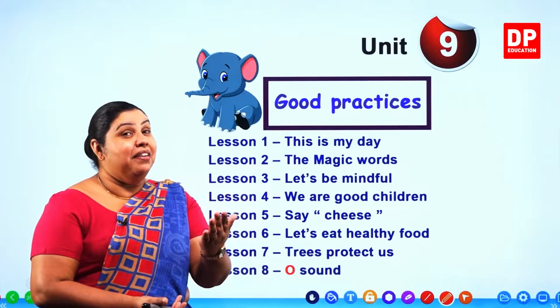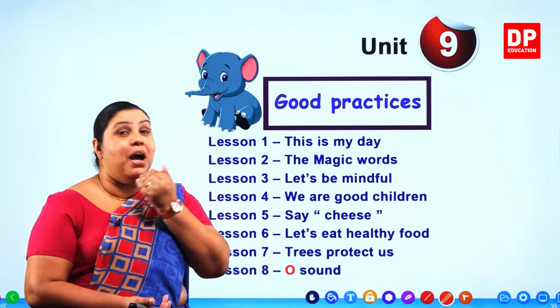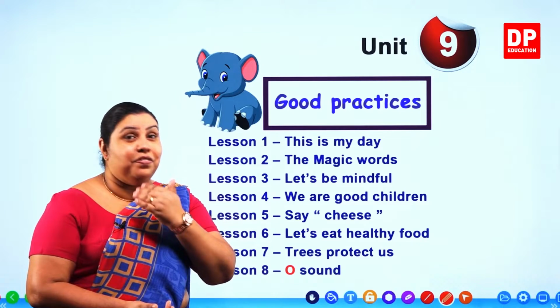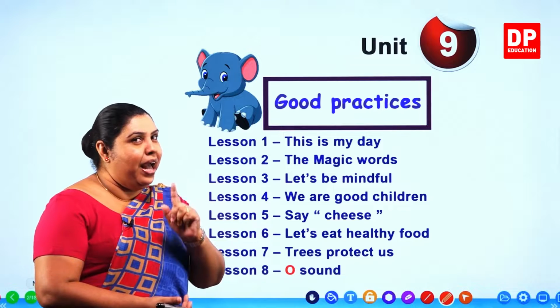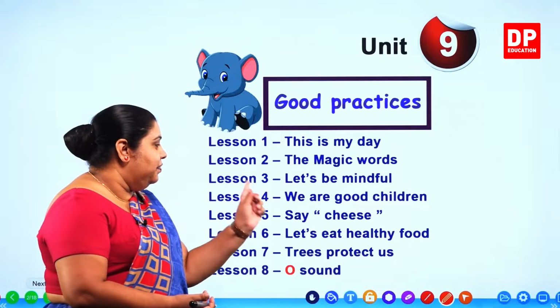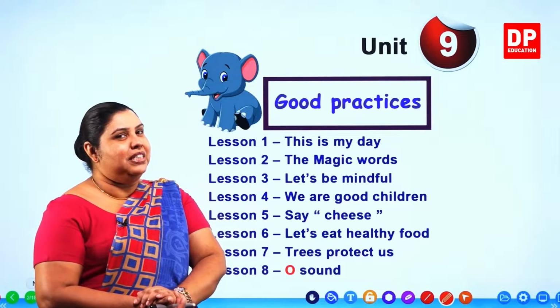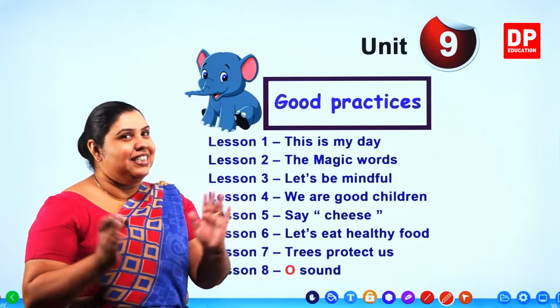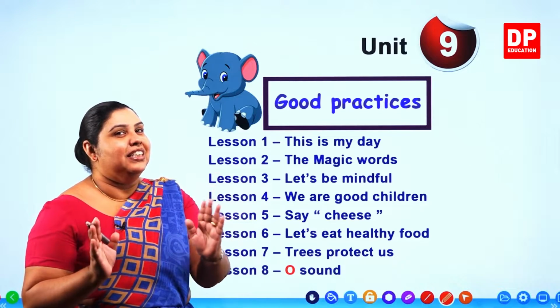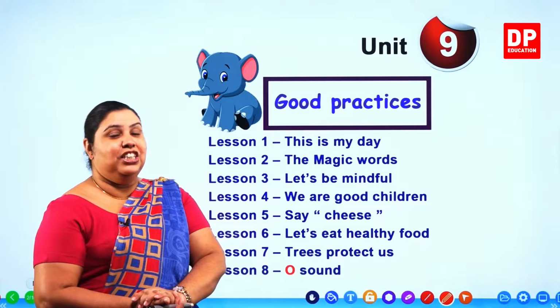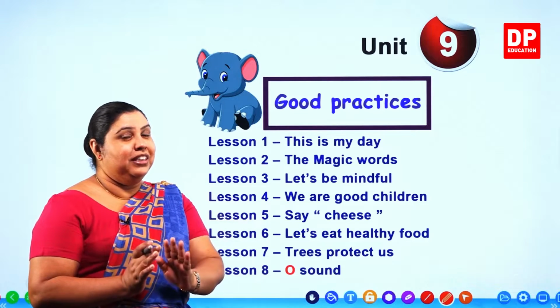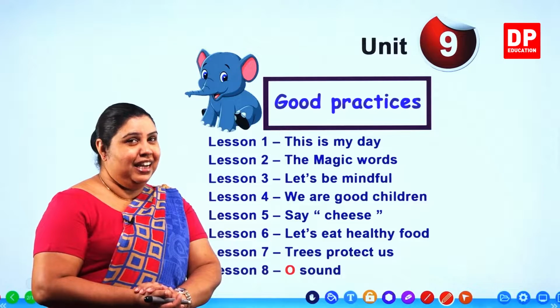That cannot be done. We have to have a beautiful smile, a beautiful set of teeth. So I think now you have a clue on what we are going to talk about when we say cheese. Let's read and see all the things that we have to do when it comes to lesson number 5, say cheese.